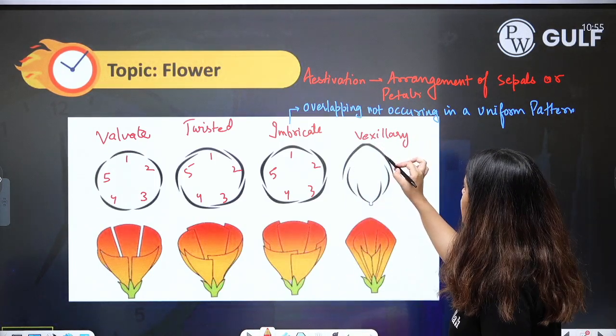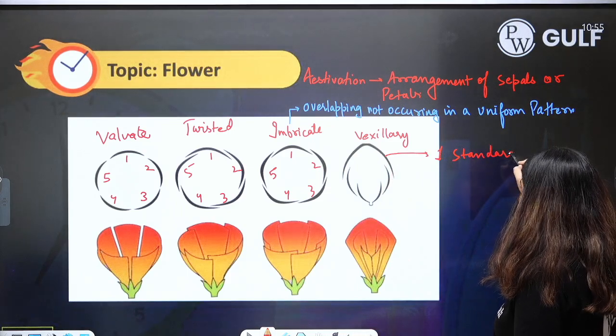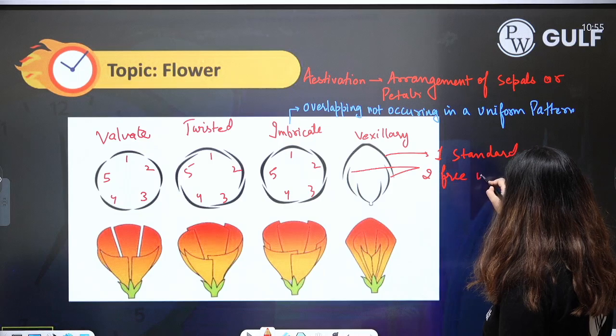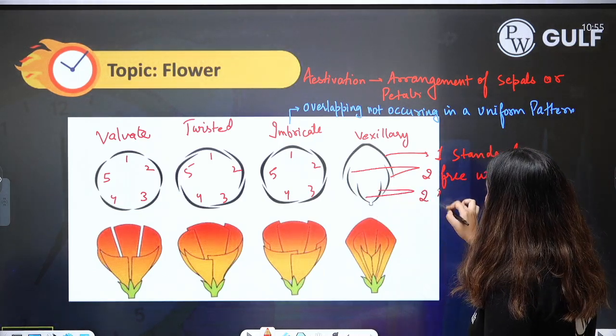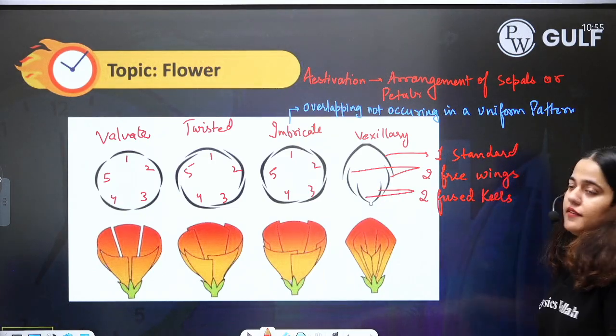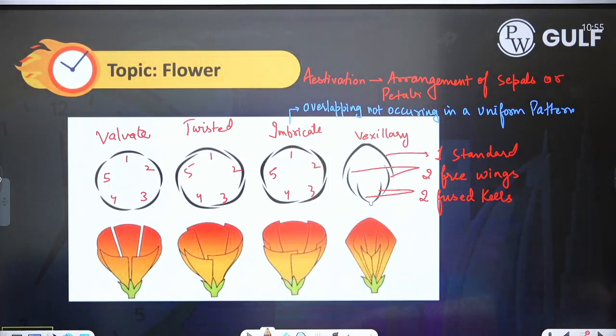Here you can see there is one standard petal. These are two free wings. They are not attached to each other. These are two fused keels. Right? So these are the different types of estivation. I hope everyone is clear.